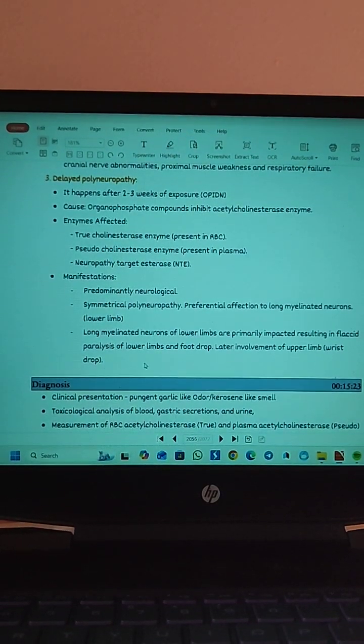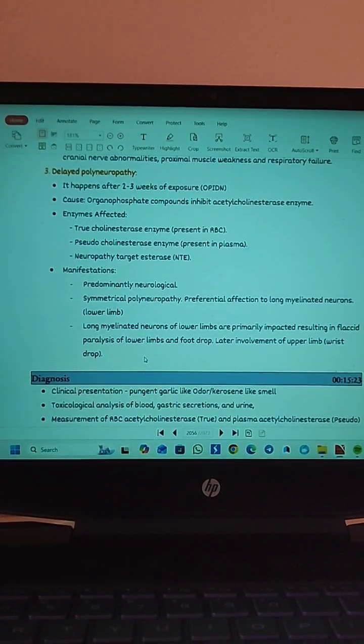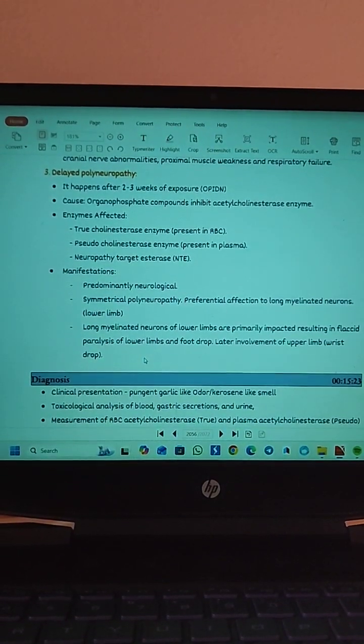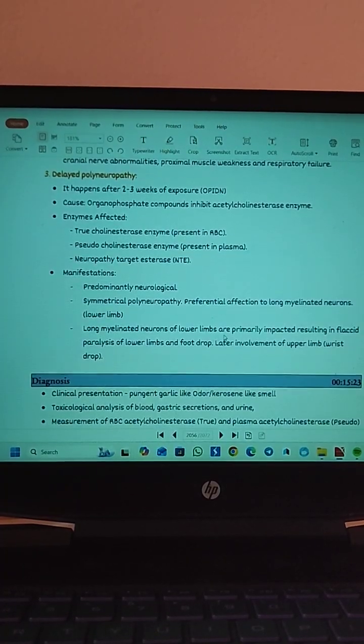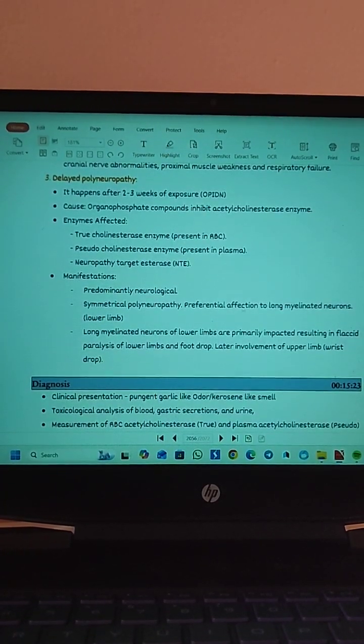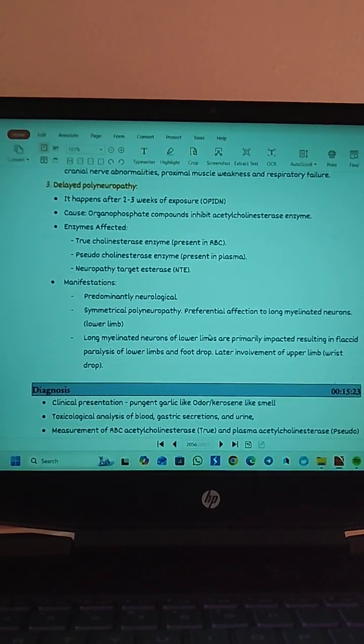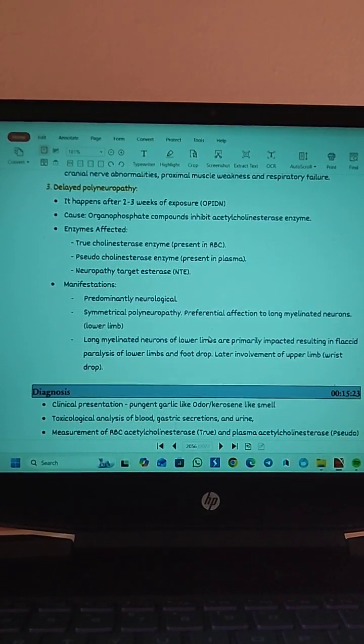So initially there will be lower limb paralysis and foot drop, and later there will be affection of the upper limb with wrist drop. Long myelinated neurons of the lower limb are primarily impacted, and mainly there will be symmetrical polyneuropathy. These are the manifestations in delayed polyneuropathy.